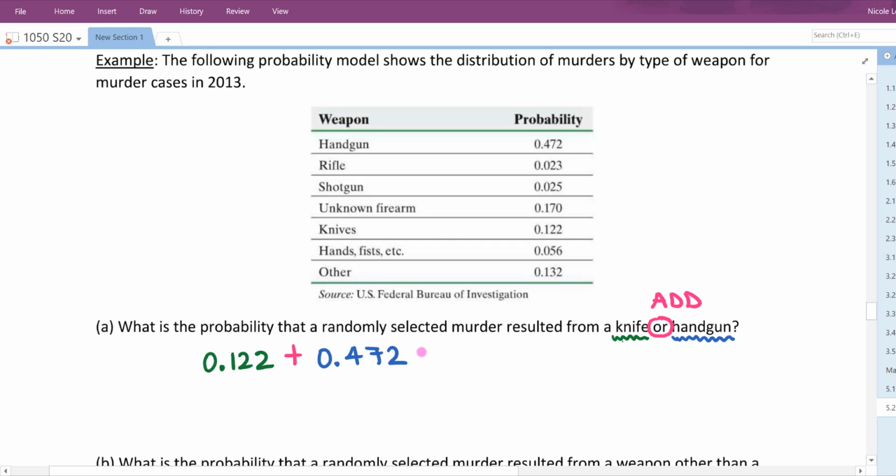If we just add those two numbers together, you could type that into the calculator, but let me just give you this answer. We would end up getting 0.594.